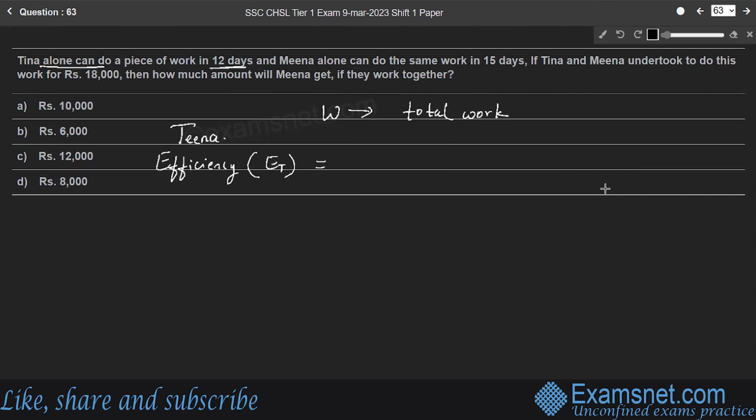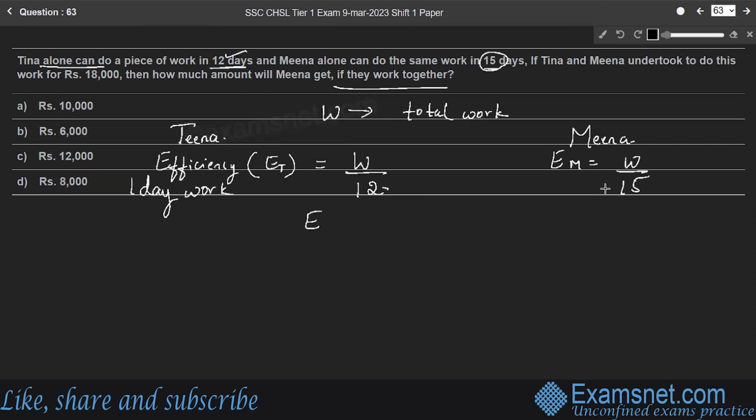Efficiency is equal to work by time, because work is equal to efficiency into time. So Tina alone can do the work in 12 days, so W by 12 is the efficiency of Tina, whereas efficiency of Meena, EM, is equal to W by 15 days. Meena takes 15 days of time, right? If they start working together, what is their efficiency? Efficiency in the sense their 1 day work.